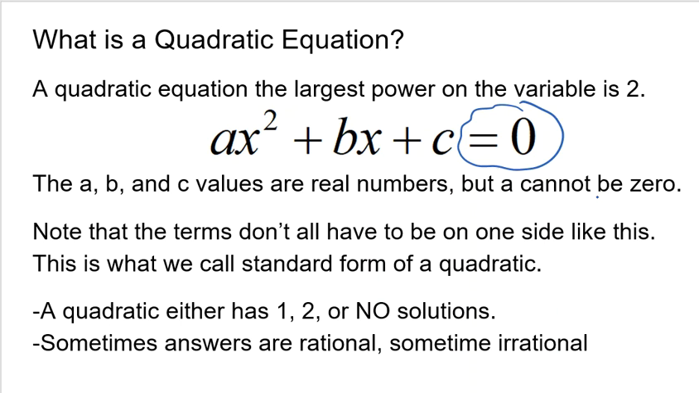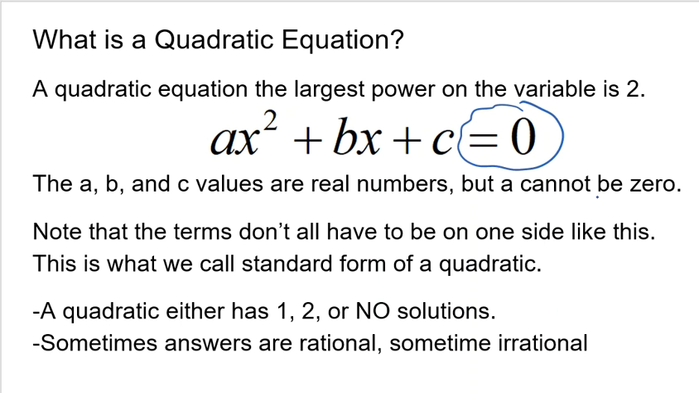Note that the a, the b, and the c are all terms, okay? Note that the terms don't all have to be on one side. It's like I already said that, right? This is just standard form of a quadratic, but if you're going to solve it, get them on one side. Also note that the a, the b, and the c are numbers, right? They could be fractions, they could be decimals, they could be whole numbers, whatever.